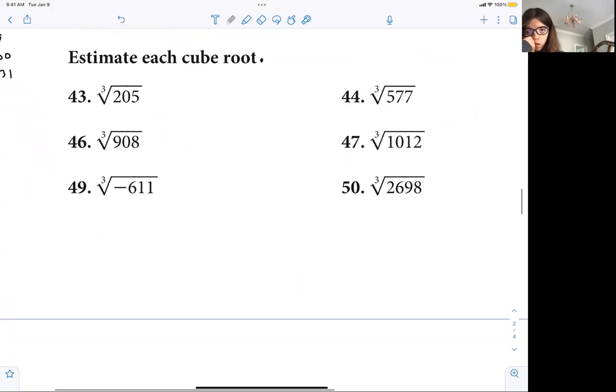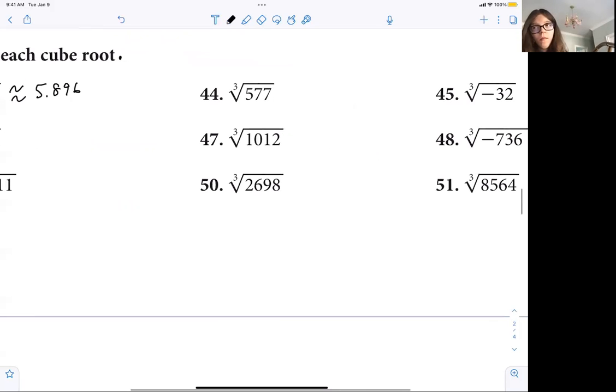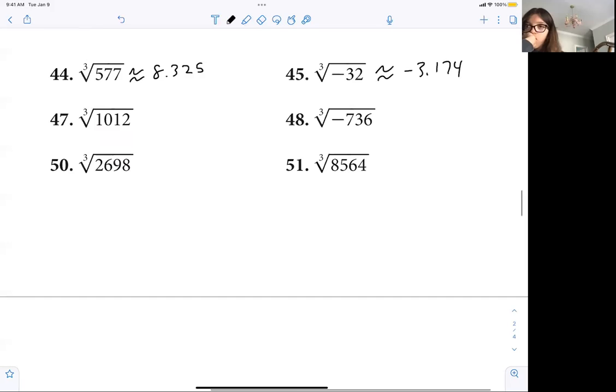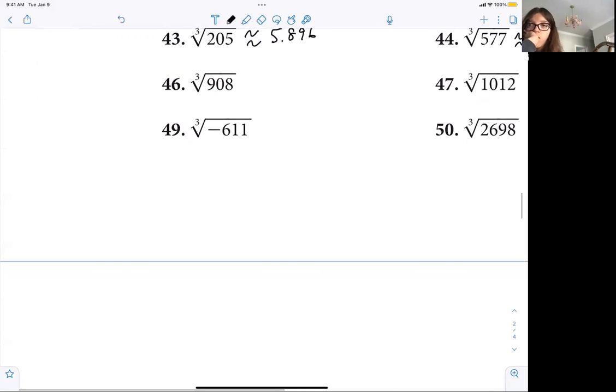The cube root of 205 to 3 decimal places. I'm ready. 5.896. Very nice. Anybody have any issues? All right, here we go. Cube root of 577 is approximately 8.325. 8.325. Yeah. All right. Cube root of -32. -3.174. Okay. 46.